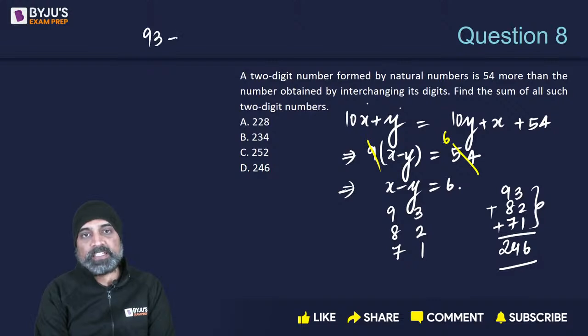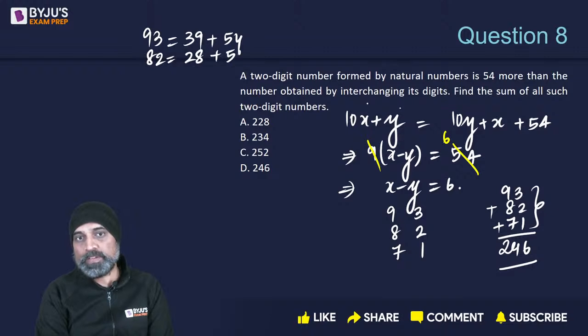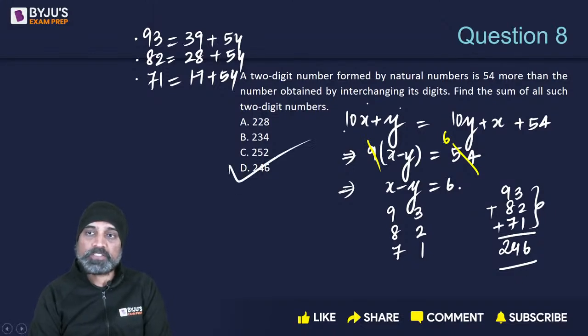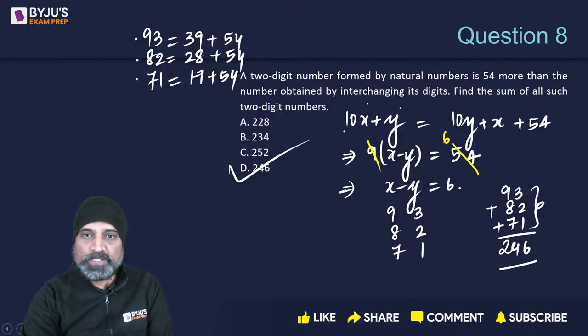When you have 93 and if you interchange the digits, it becomes 39. 39 plus 54 is 93. Same is true for 82. If you interchange the digits, it becomes 28. Now 28 plus 54 is 82. And same is true for 71, which is 17 plus 54. So these are the 3 2-digit numbers. Their sum is 246. So option D makes sense. So we shouldn't take in 6 and 0 because its reverse won't be a 2-digit number.